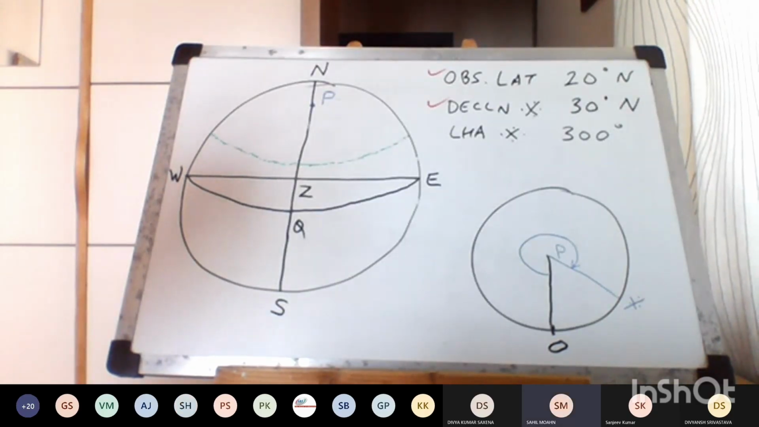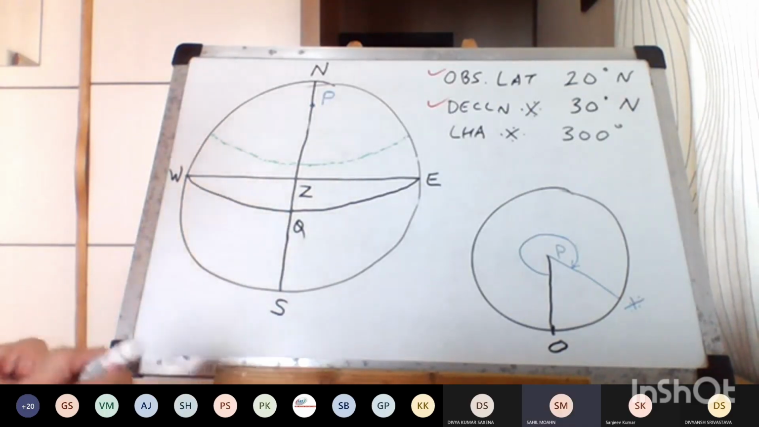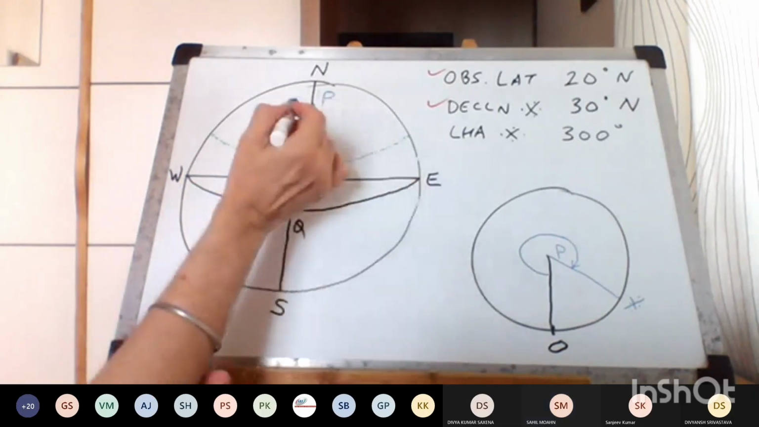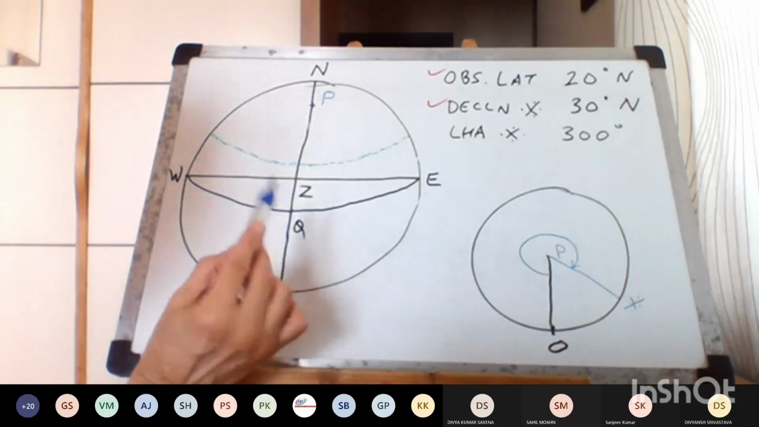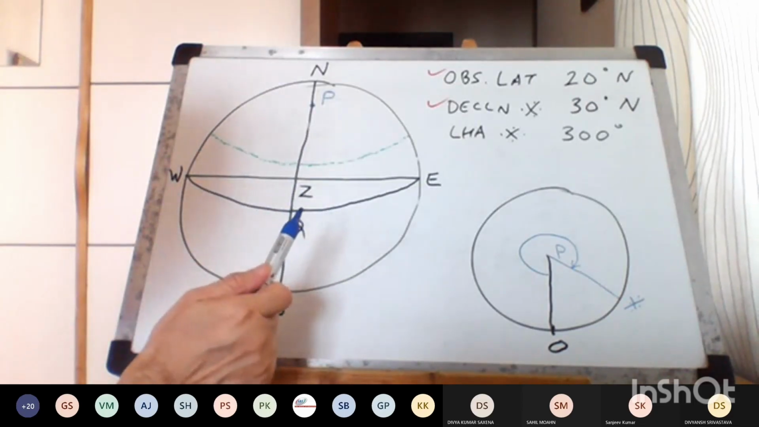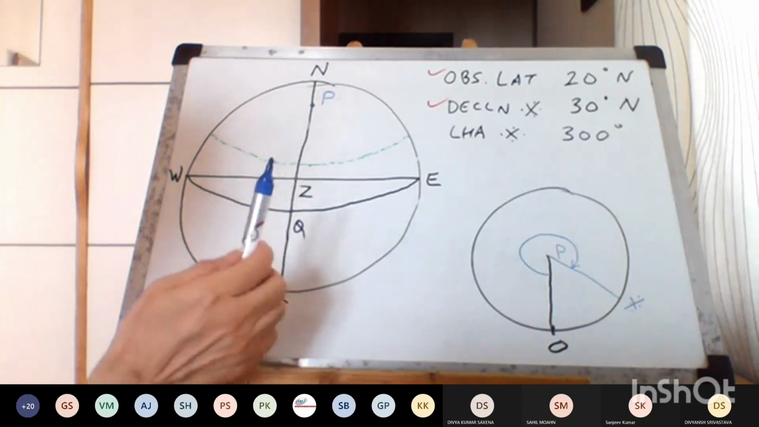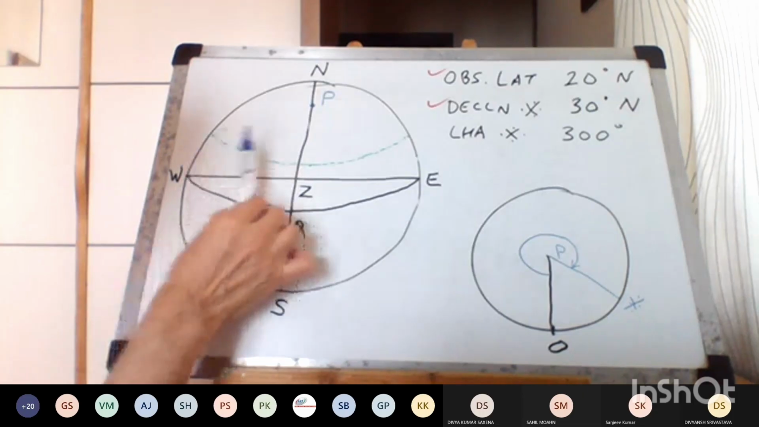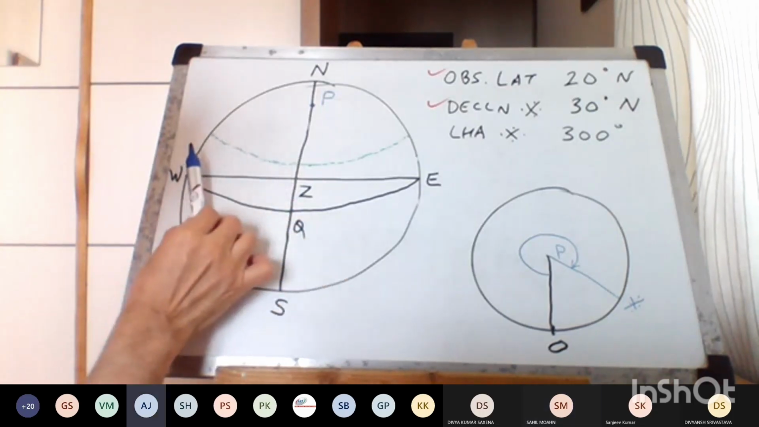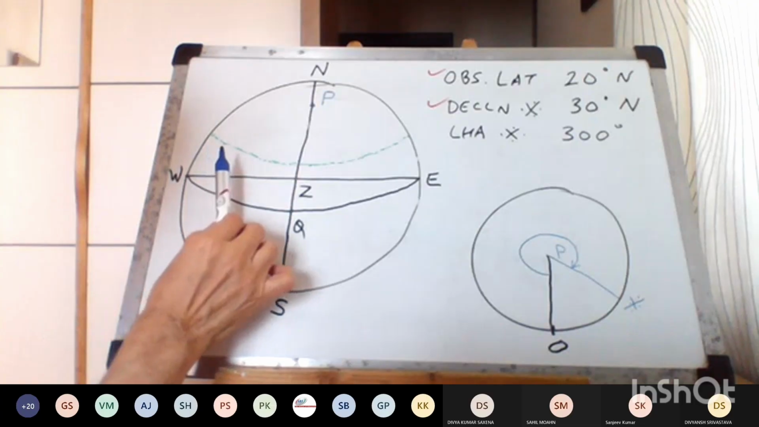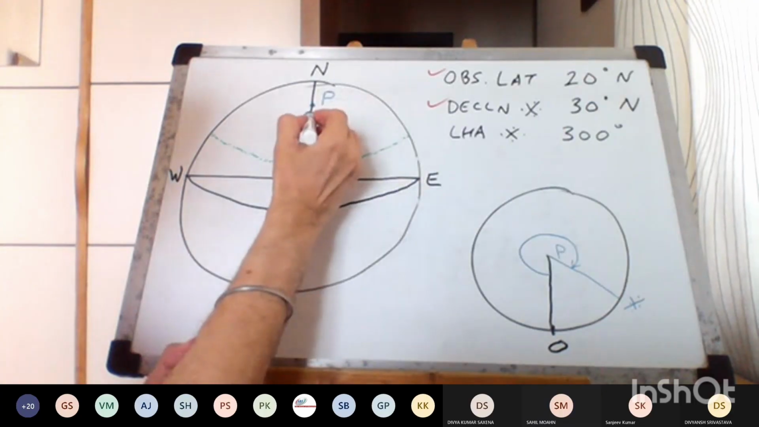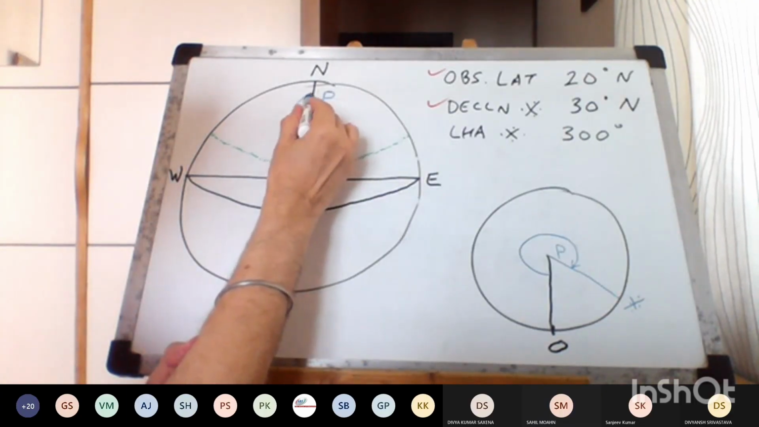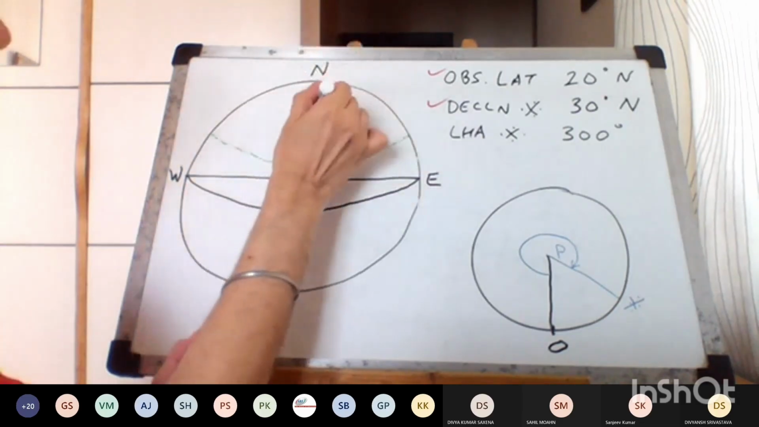Very good. LHA 300 degrees. So this is the observer's meridian, and ZS is the observer's meridian. 300 degrees from the observer's meridian going westward. If the LHA would have been 0 to 180, the body would have been westerly. LHA 180 to 360, easterly. So 300 we will count from here: 90, 180, 270, 300.